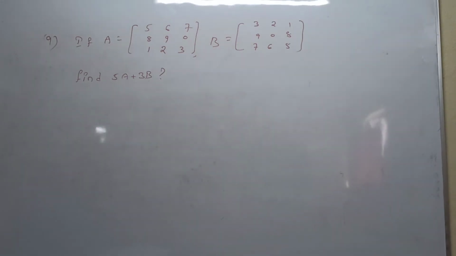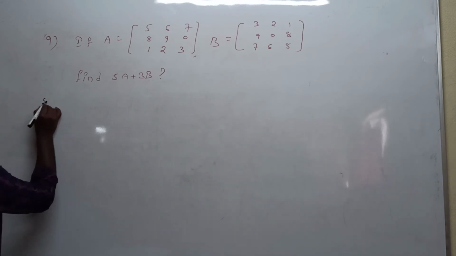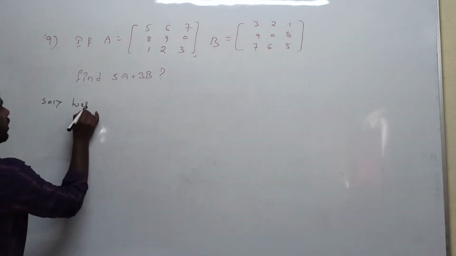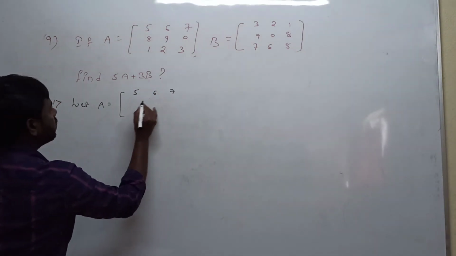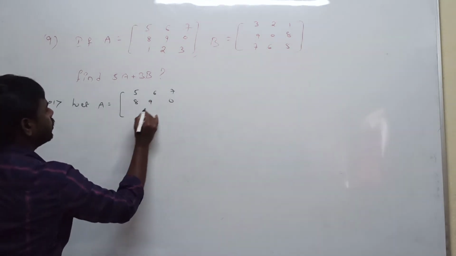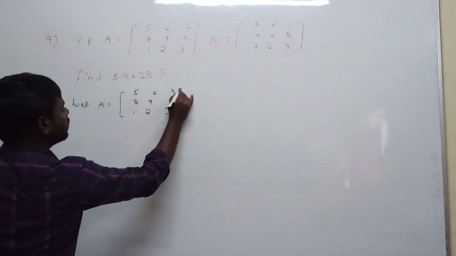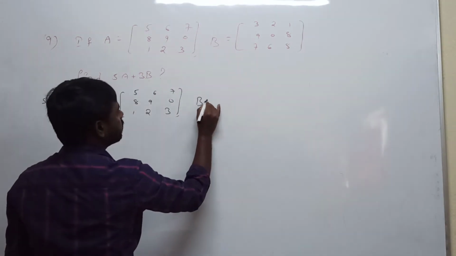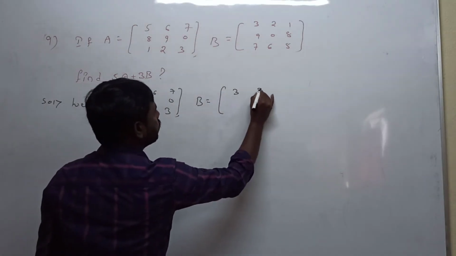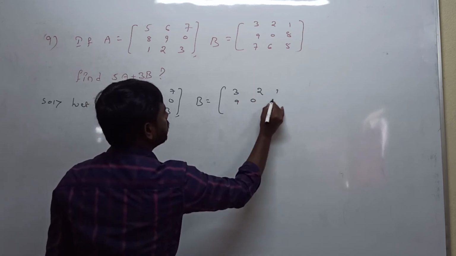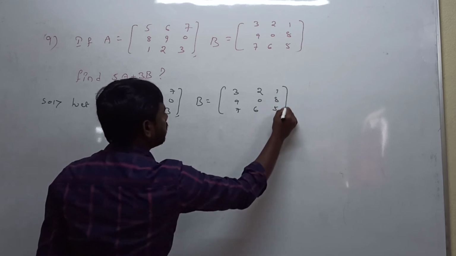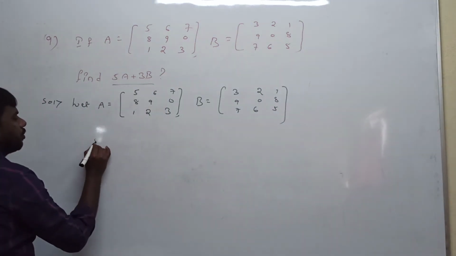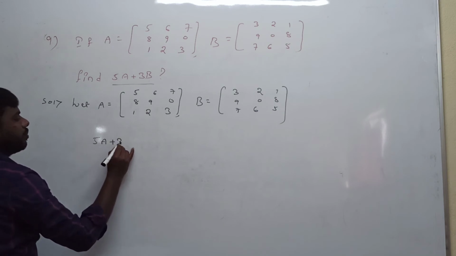So here two matrices are given, A matrix and B matrix, to calculate 5A plus 3B. So what is the given matrix? A is equal to 5, 6, 7, 8, 9, 0, 1, 2, 3. Next B matrix, B is equal to 3, 2, 1, 9, 0, 8, 7, 6, 5. What they are asking? To calculate 5A plus 3B.